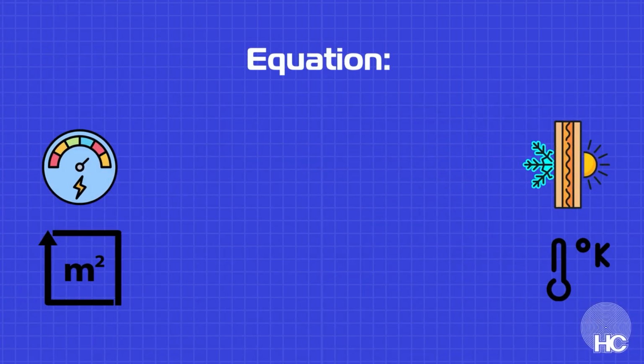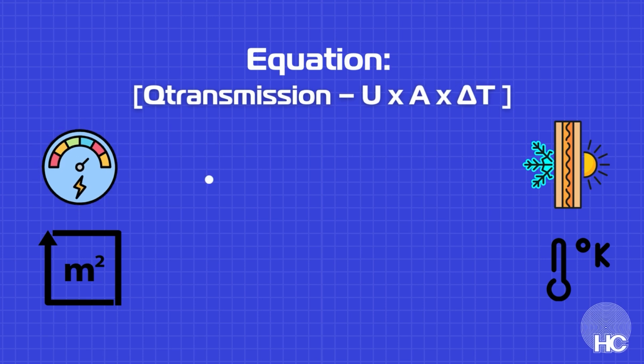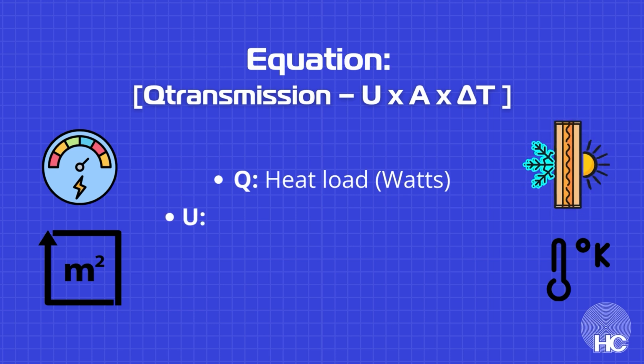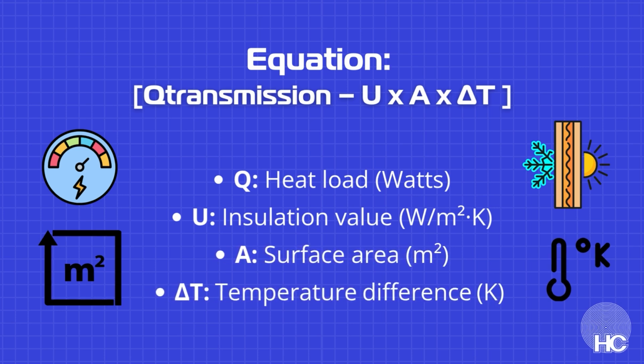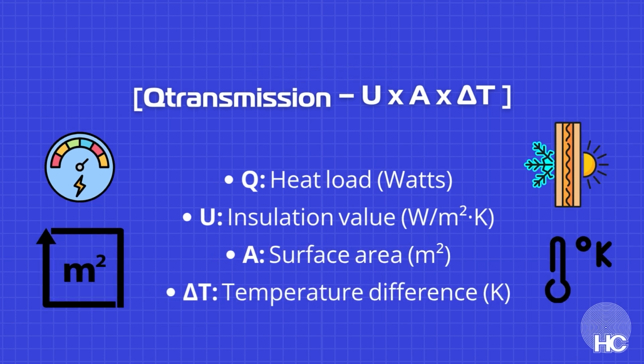The equation to calculate this is Q of transmission, being the heat load, is equal to UA times delta T. U is the conductivity of the insulation, A is the surface area, and delta T is the temperature difference from the inside to the outside.